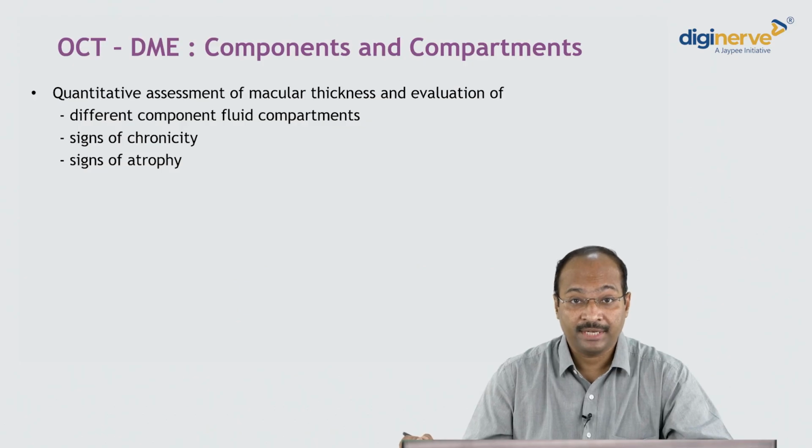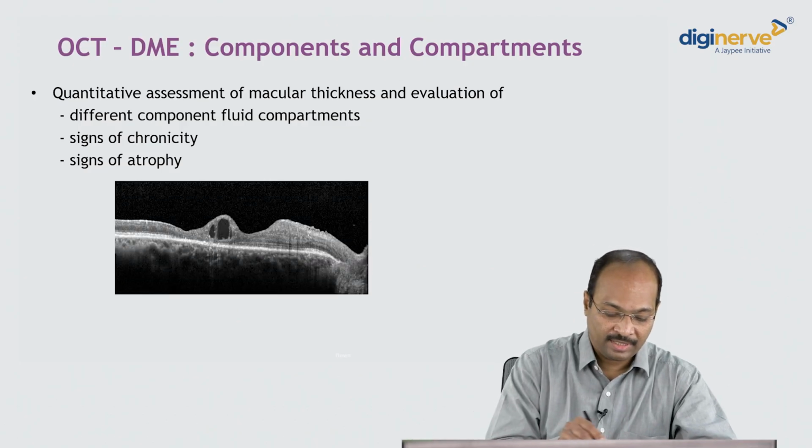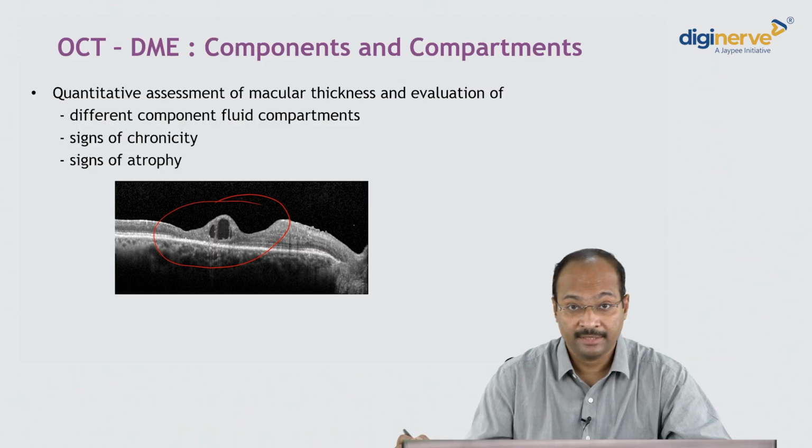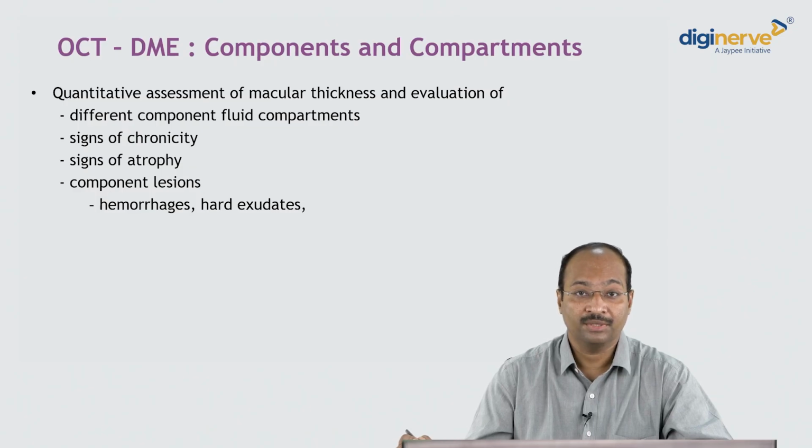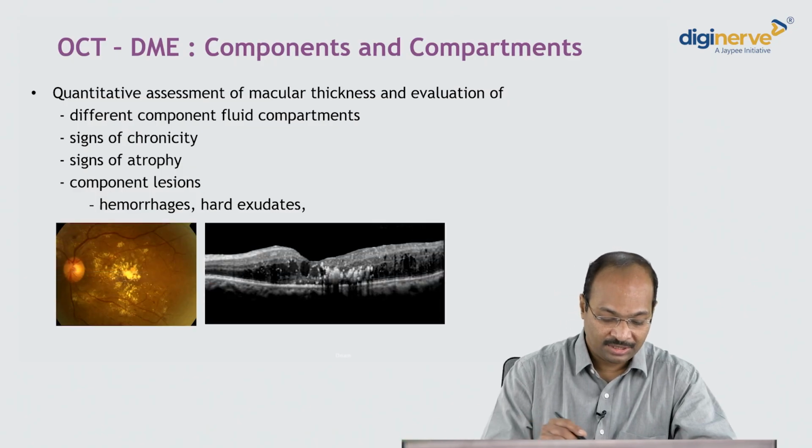We can also look for signs of atrophy. As you can see here, this area is atrophic and degenerated. We can look at the component lesions which lie alongside the fluid component of the edema, namely hemorrhages and hard exudates, as you can see right here.